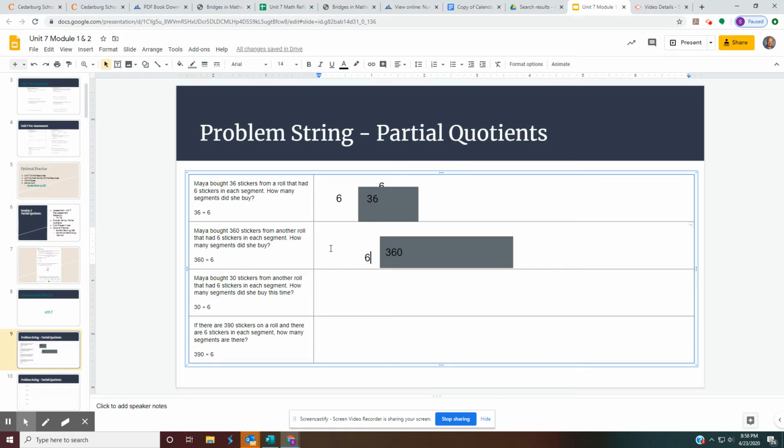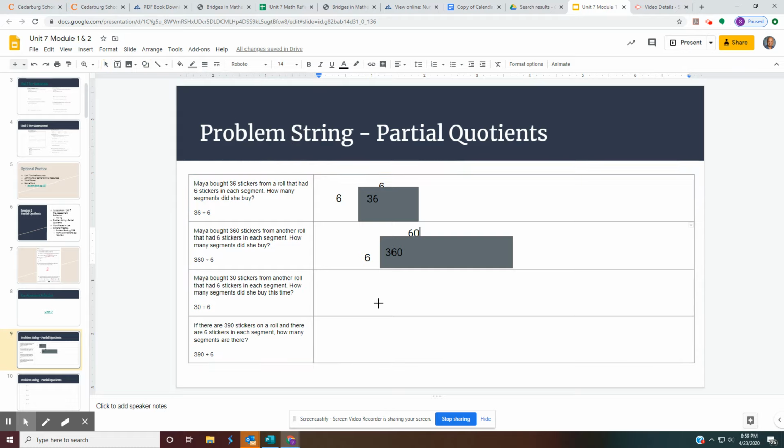Well, what do we know? We know that 36 divided by 6 is 6. And we know that 360 is 10 times what 36 is. So all we'd have to do is find our quotient to be 10 times what our other quotient was, which equals 60. All very simple. Now let's go ahead and take a look at the next one.